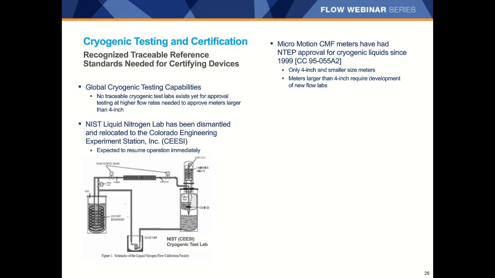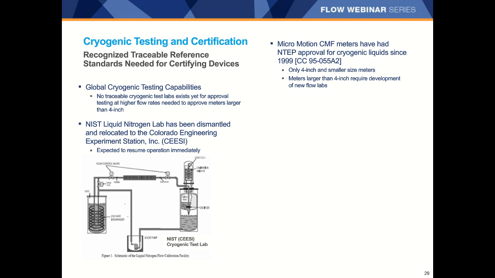The National Institute of Standards and Technology, NIST, has for many years maintained a liquid nitrogen test facility in Boulder, Colorado that could provide traceable reference measurements for cryogenic flow meter testing based on a gravimetric method. The flow capacity of this lab is sufficient to test meters up to 4 inches in size, and this has been very convenient for Emerson as it was quite close to the Micro Motion Coriolis meter design and manufacturing headquarters in Boulder. The NIST cryogenic testing facility has been temporarily out of commission so that it could be relocated to another location, the Colorado Engineering Experiment Station, known as CESI, or CEESI.